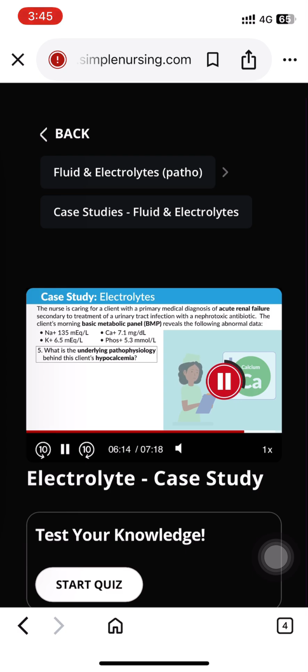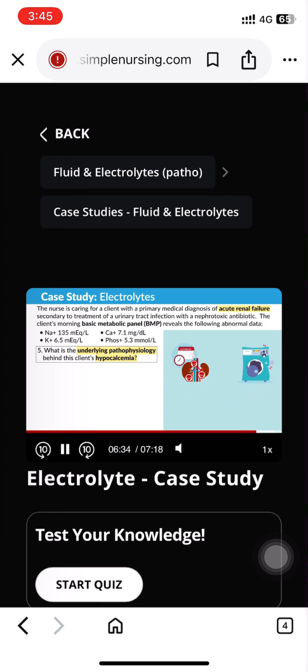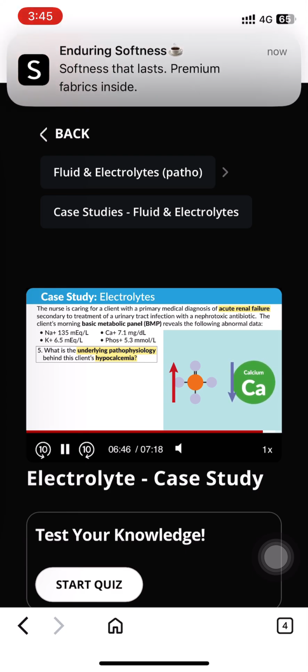All right, so let's break this down. This question is asking what is the root cause of this low calcium, that hypocalcemia? Well, let the question help you here. The key term is that the client has acute renal failure, which is basically broken washer machines of the body. So the body cannot clean the blood and drain excess phosphorus out of the body and into the potty. Naturally, phosphate will go up, making it high, which in result makes calcium low.